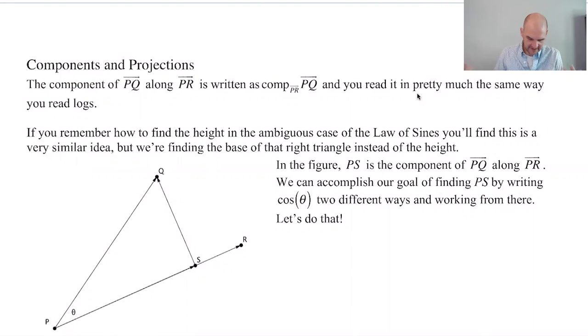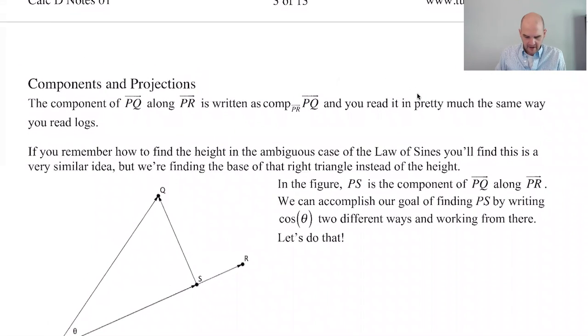So I'm just saying a lot of things. The notation kind of looks like this. So it's the component, COMP, of PQ along PR. So PQ is going to be kind of projected onto PR. PR is like the base along which you're projecting. It's kind of like an axis, right? Like that's the direction. That's our positive direction. And then PQ is going to be projected onto it.